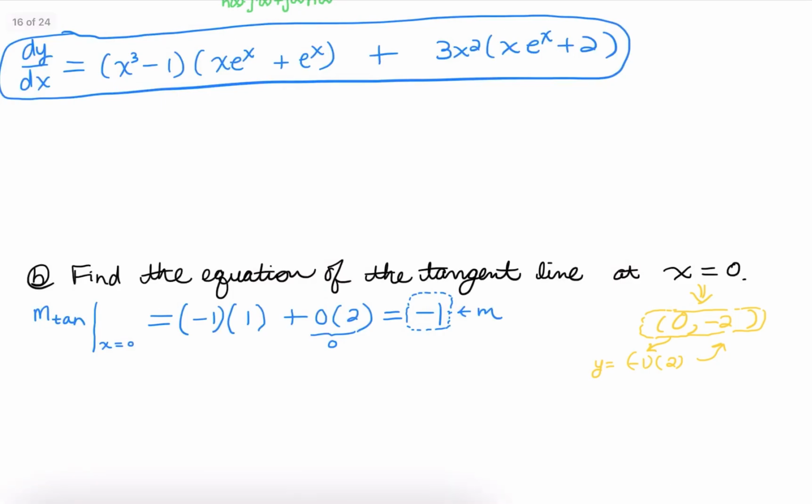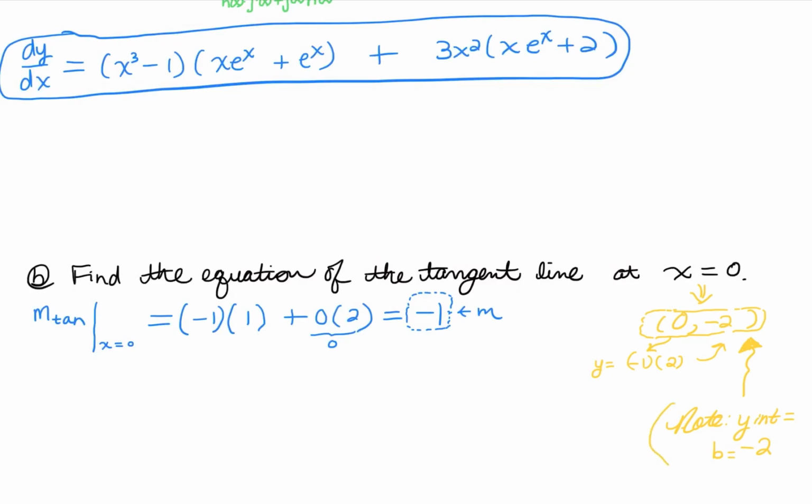Also, in this case, if we notice, our life just got a lot easier, because we're at the point 0, -2, and that is actually the y-intercept. So think about plotting that on your coordinate plane. The y-intercept is -2. And that, of course, is your b coordinate when you're going into y equals mx plus b.